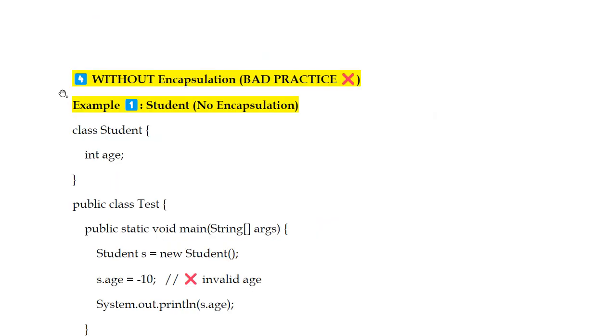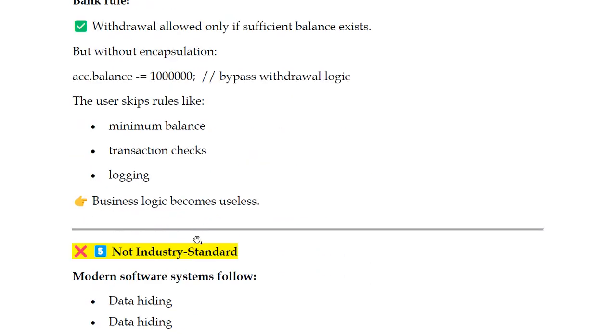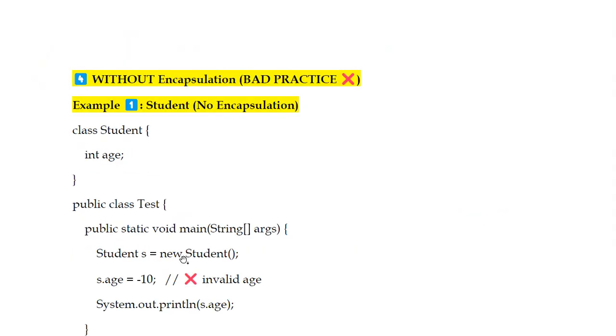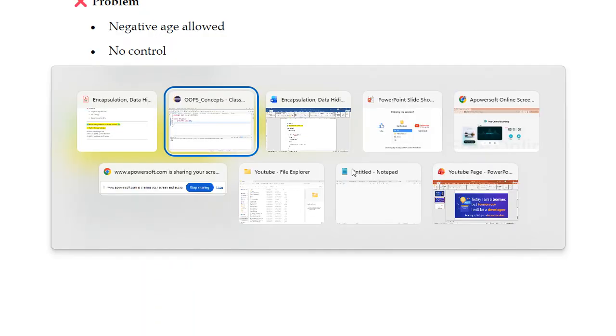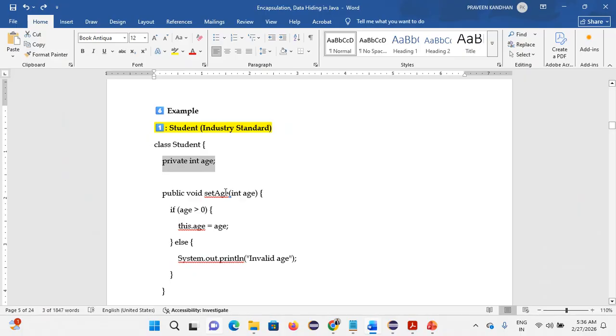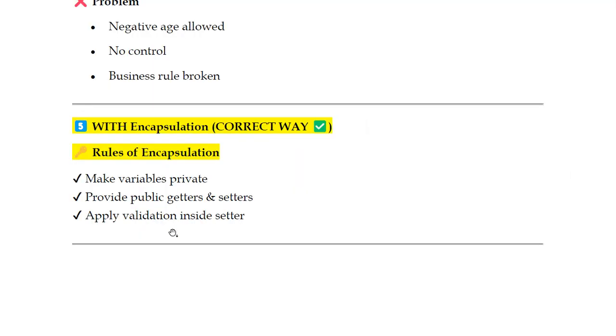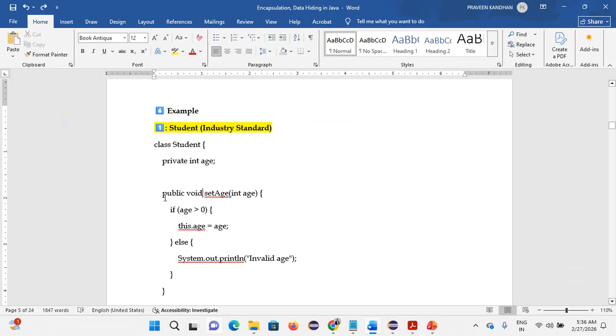As per the rules, provide a public getter and setter method. First you set the value and then access it, but we should do the validation. That is the third rule: apply validation inside the setter.